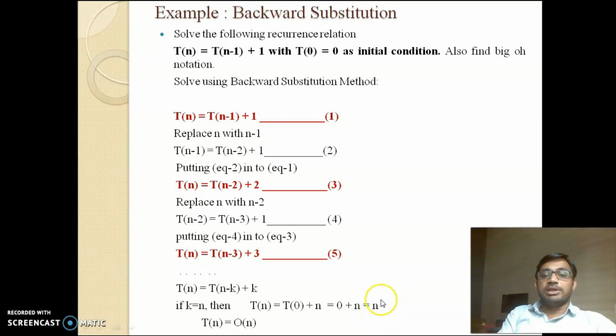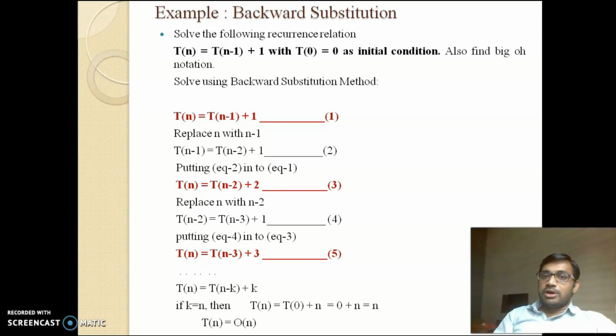So when we find the time complexity, then simply we can say the time complexity of this algorithm is T of n is equal to order of n, because there is no other term. We need to identify the highest power, but only one n is available, so the time complexity of this algorithm is T of n is equal to order of n. This method is known as the backward substitution method to solve any recurrence equation.